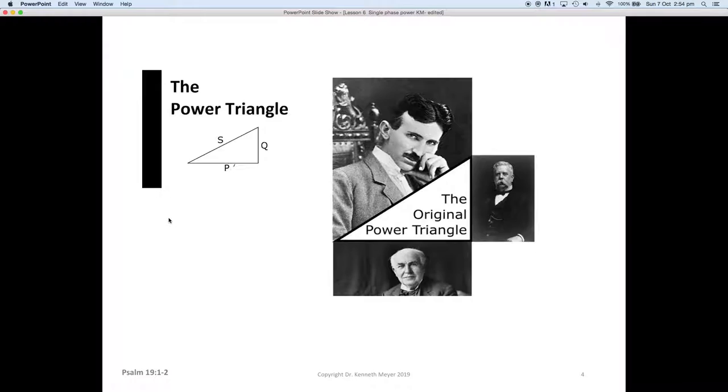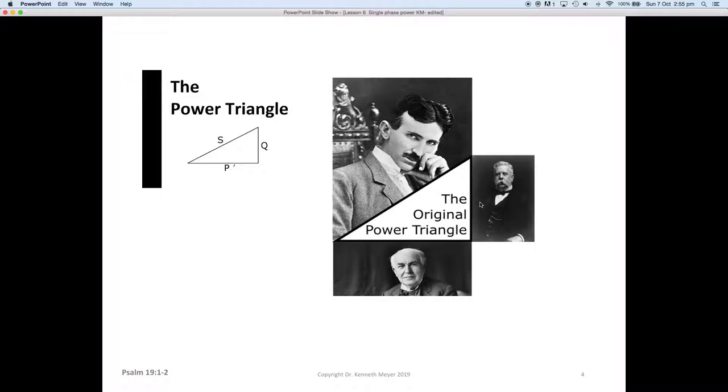So let's get underway. Here you can see what we might call the original power triangle. Up here in the left-hand corner is the actual power triangle. We can use particular letters for each side of our power triangle, which I'll explain in a moment. But just a reminder of some of the history of Nikola Tesla here on the hypotenuse of our power triangle. He is the inventor of AC, and all credit should go to him for the development of much of the electrical systems that we use today.